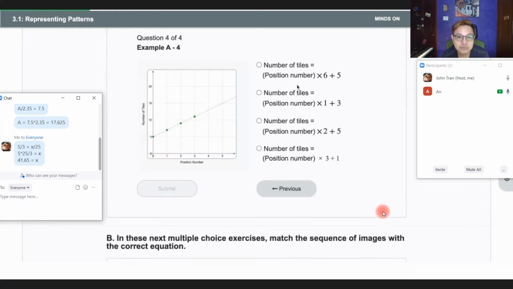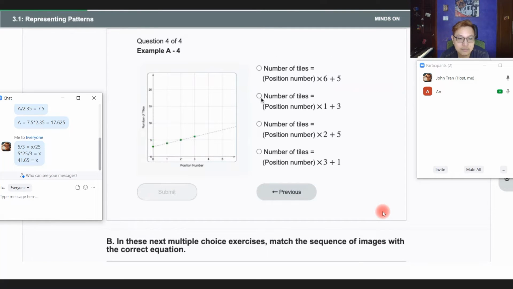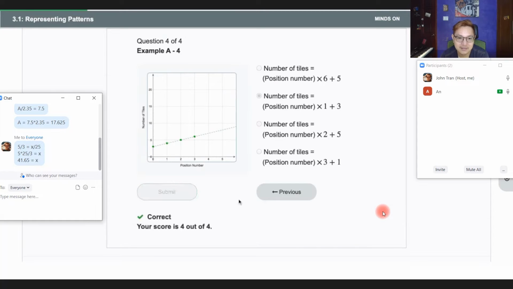And the final one is precision number times 1 plus 3, because that's the only expression that fits. Yeah, that's the only one left. Okay.